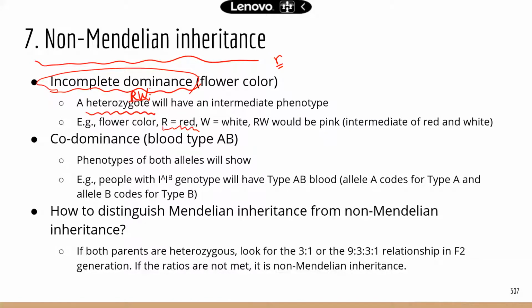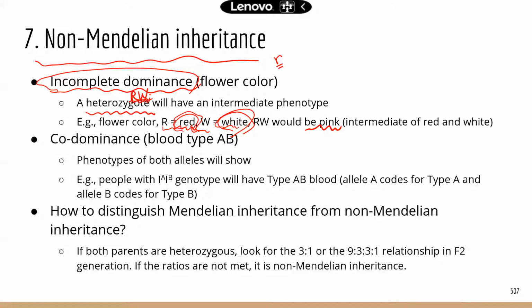alleles. Letter R codes for red color. Letter W codes for white color. So when you have a heterozygous genotype, R and W, that's going to produce an intermediate trait. The incomplete dominance trait in this case is going to be a color that's in between red and white, right? And that will be probably pink, right? So any plants that have this heterozygous genotype is going to be pink flowers.